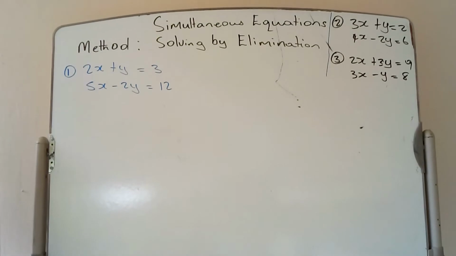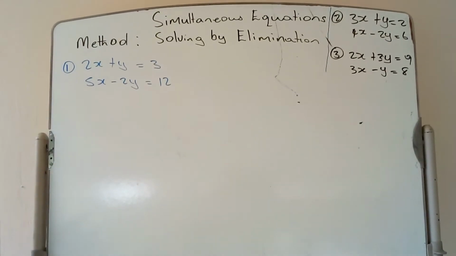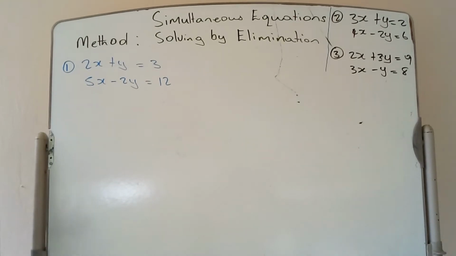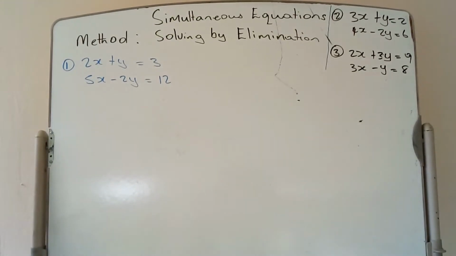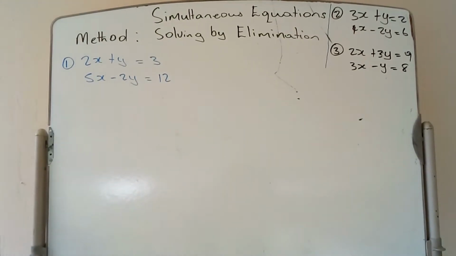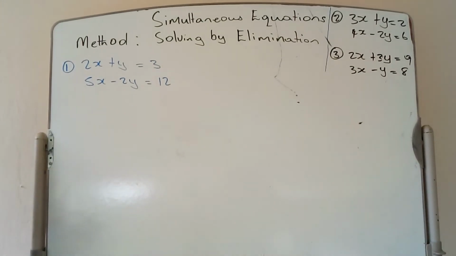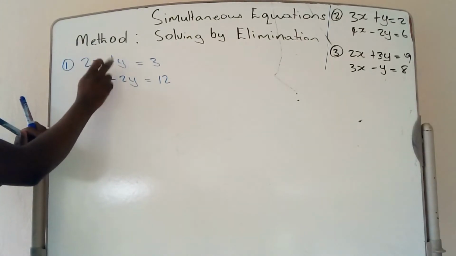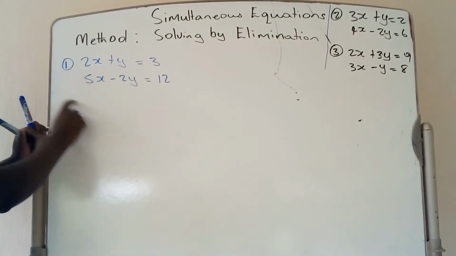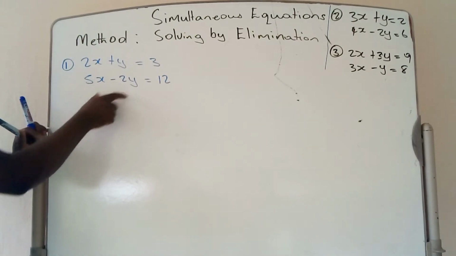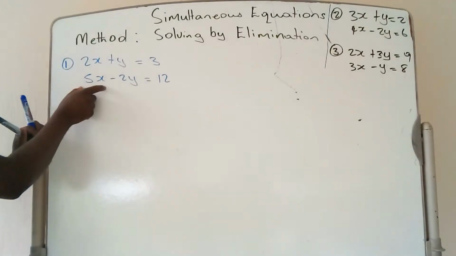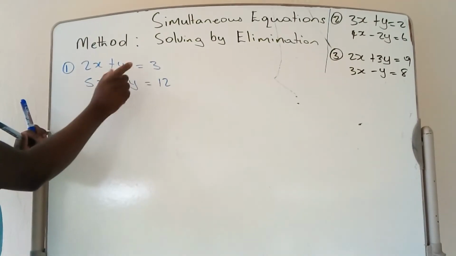Hello everyone. Our focus for this video is solving simultaneous equations by elimination. What does elimination mean? Elimination means, in this context, to get rid of something. So here we have two different terms, an x and a y. For us to use the elimination method, we need to eliminate one of these. So we're going to eliminate either the x term or the y term.